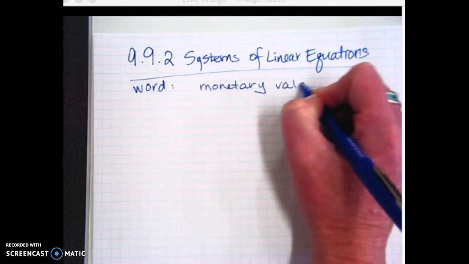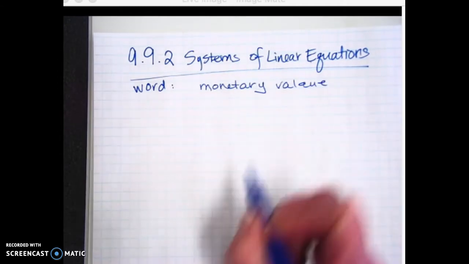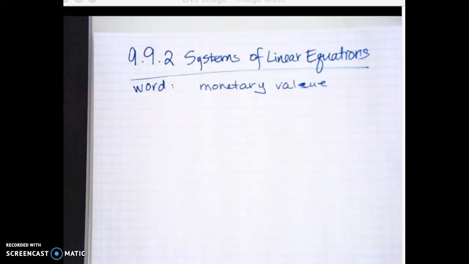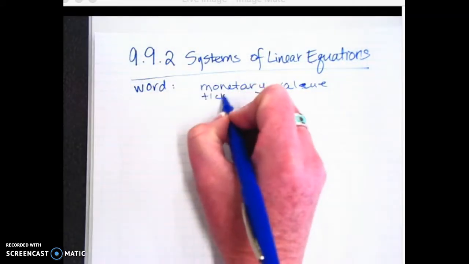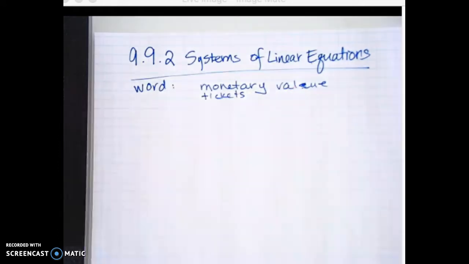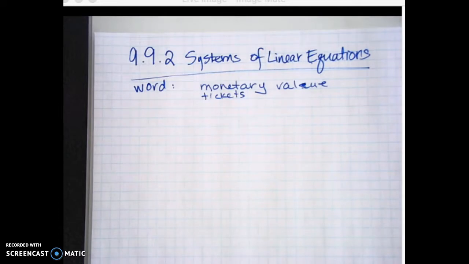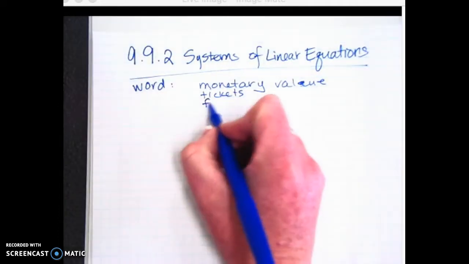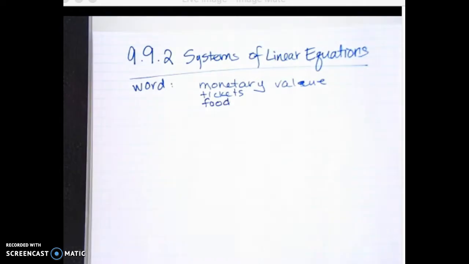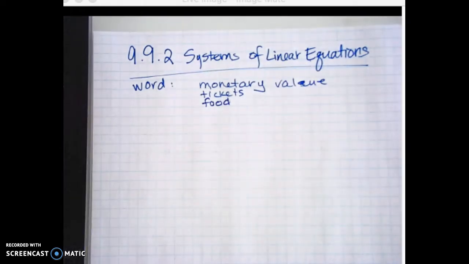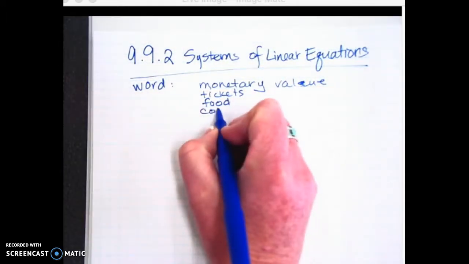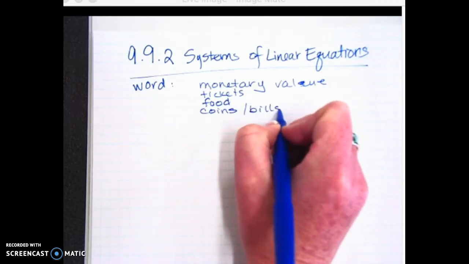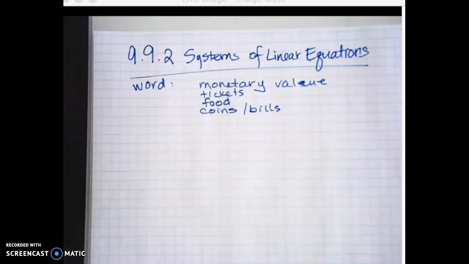When you have a monetary value, if there's money attached, such as buying tickets for a show, and different levels of tickets cost different prices, or maybe it has to do with food. You're buying so many hot dogs, so many hamburgers, so many French fries, and how many did you buy of each if you spent this much? Or maybe it's coins or bills, like you have this many 10s, this many 20s, this many 50s, you have a total of whatever.